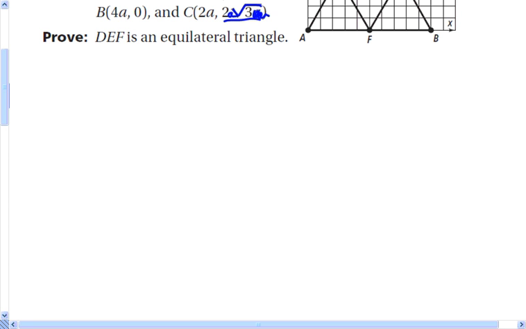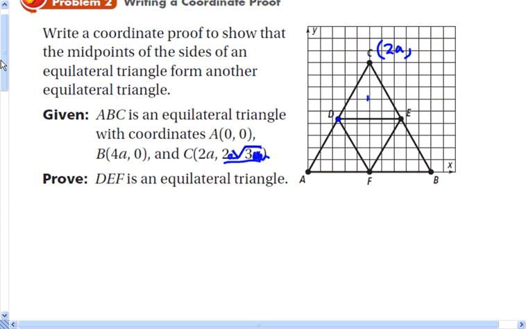All right, so now this C is actually 2a, and then 2a times the square root of 3 are the coordinates. That's because this is the height of that triangle, the distance from F to C, so the value on the y-axis. And then B would be 4a and 0. And A is, of course, 0, 0 at the origin. And so there's our triangle.